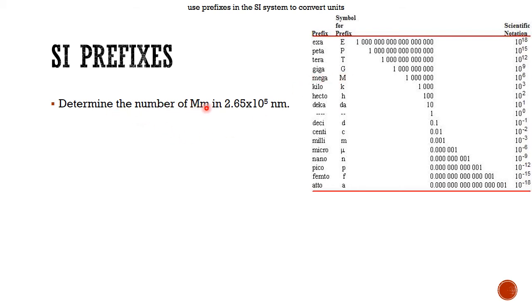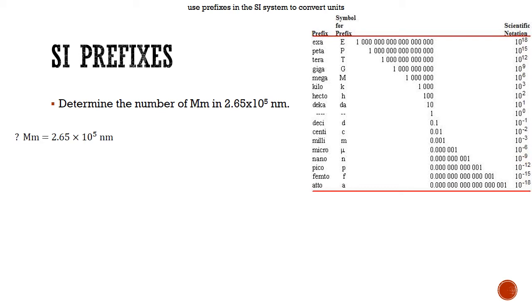Determine the number of megameters in 2.65 times 10 to the 5th nanometers. You can see the prefix there, lowercase letter n for nano. And you can look at the sizes of those prefixes. Mega means 1 million, or 10 to the 6th. Nano is 1 billionth, or 10 to the negative 9th.